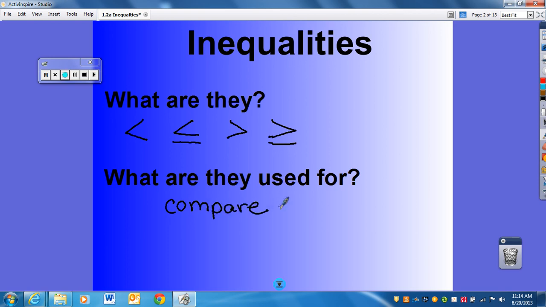For instance, if I said that my height is less than my friend's height, I'm comparing two values, my height and my friend's, and so we are using inequalities to compare.